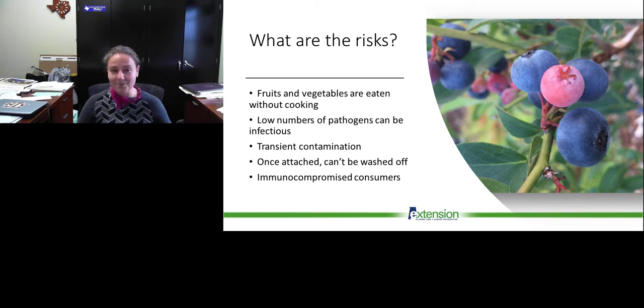Many times you'll see people eating blueberries and grapes and such in the grocery store. They're not even taking them home and washing them, right? So they need to be getting to the consumer in really good quality, really good microbial safety. Low numbers of pathogens can be infectious. We're talking about just 1, 2, 3 bacteria that can make somebody sick. And of course, we can't see them.